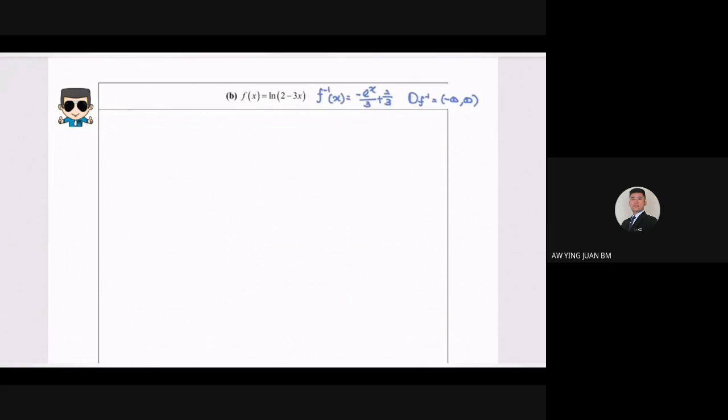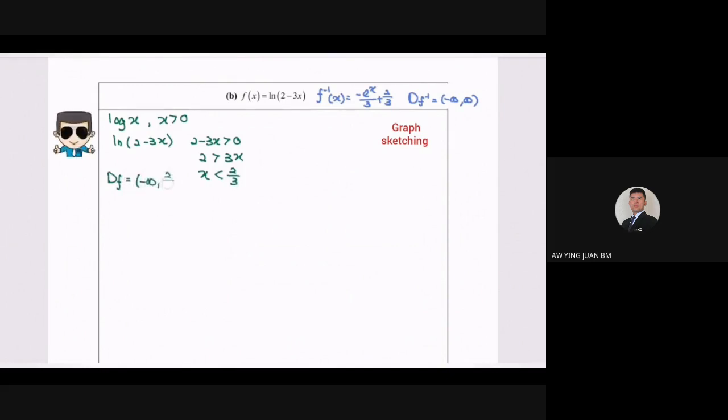Second task, I'm going to show how to sketch the graph. So, as we all know, log base 10 x, the domain would be x greater than 0. So for this case, ln bracket 2 minus 3x. So in order to find the domain, 2 minus 3x must be greater than 0. Rearrange, so we have 2 greater than 3x. Then finally, x is less than 2 over 3. So the domain for f would be negative infinity until 2 over 3, where 2 over 3 is not included.